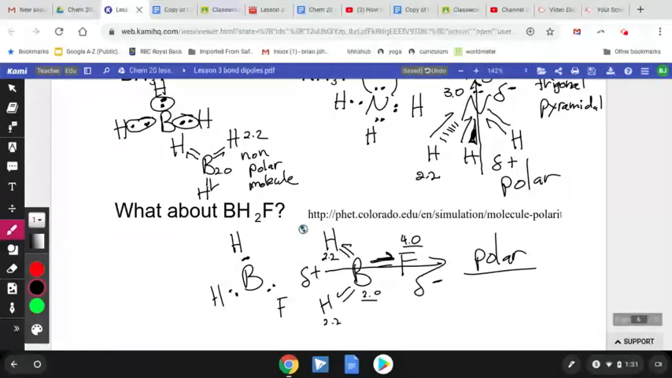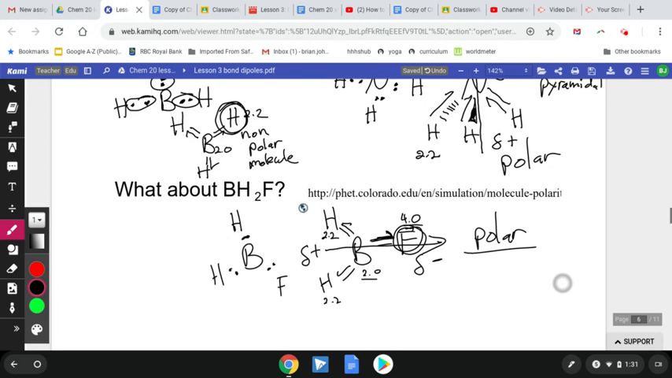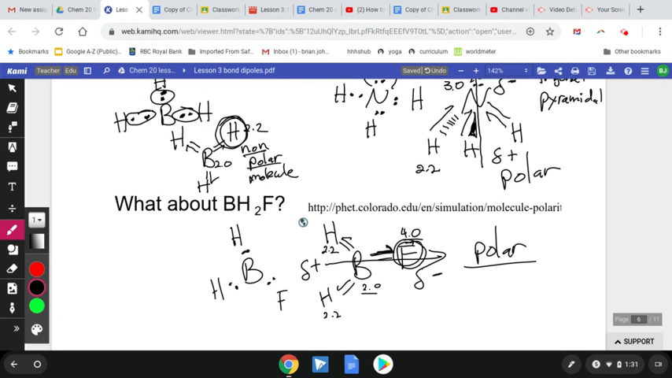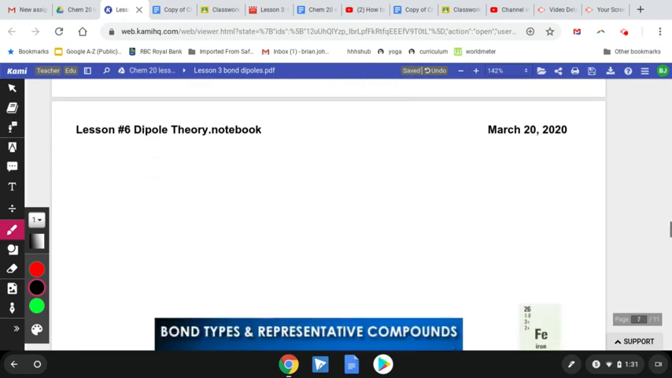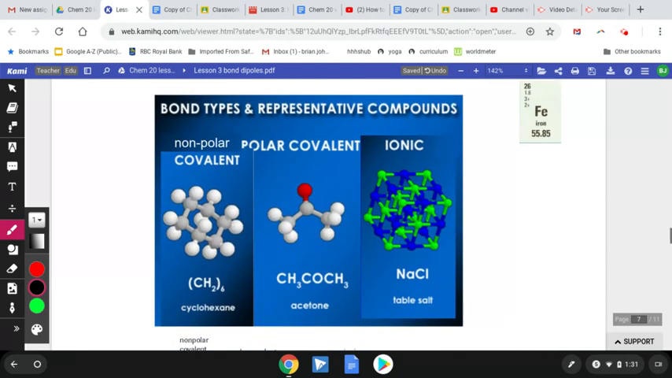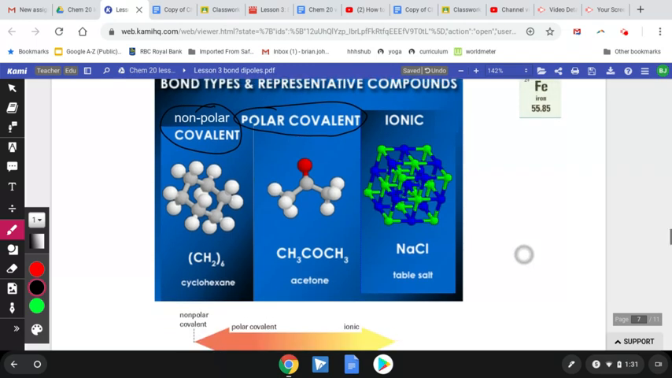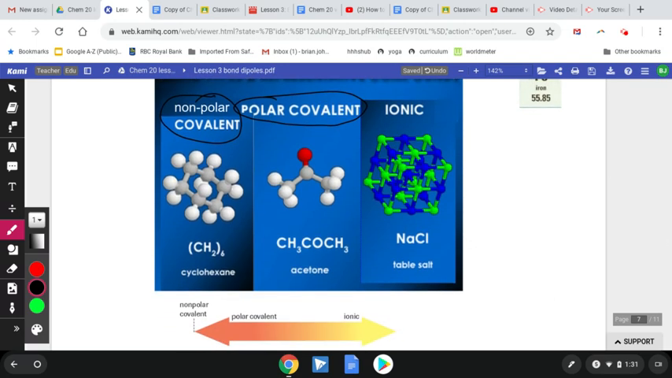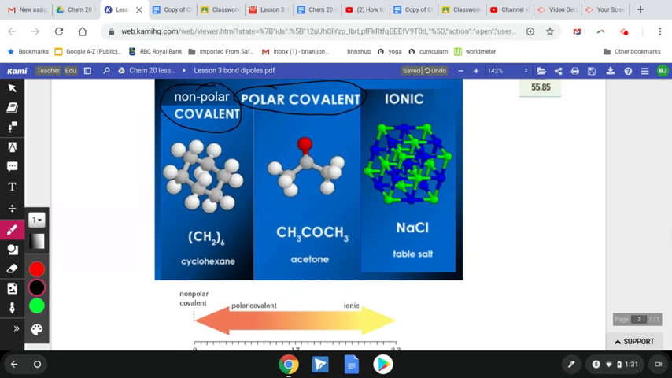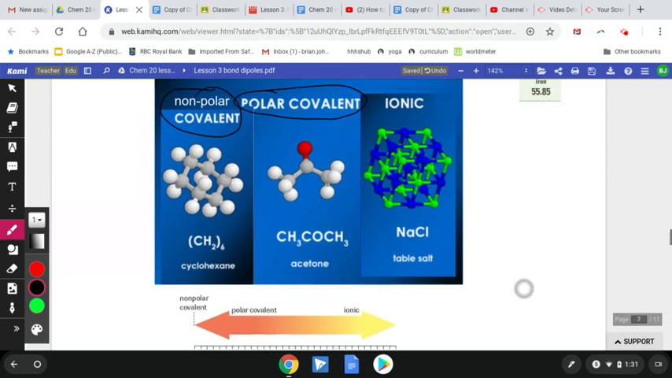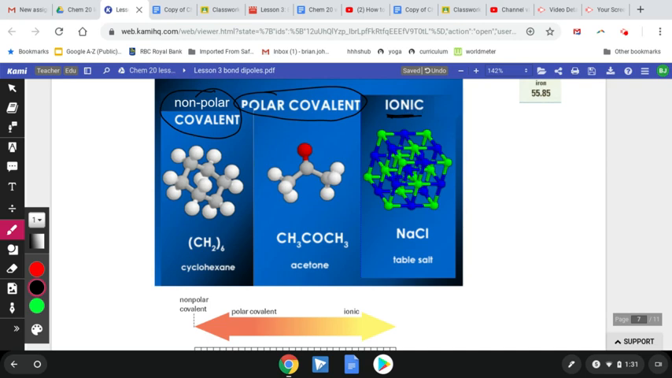So changing that 1 hydrogen up here to a fluorine completely changes the properties of the molecule, turning it from nonpolar into polar. Okay, so now we have 2 different types of covalent bonds, nonpolar and polar. Covalent bonds and molecules can be non-polar molecules or polar molecules based on the bonds and the shape. So we'll just look at those examples and then we'll talk about ionic as well.